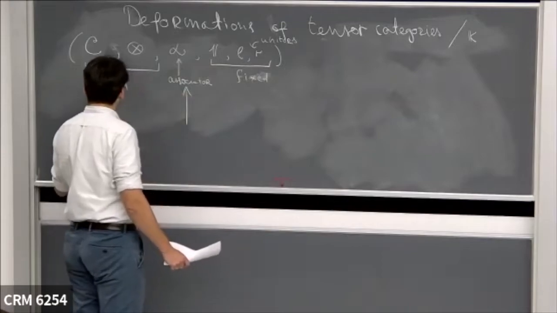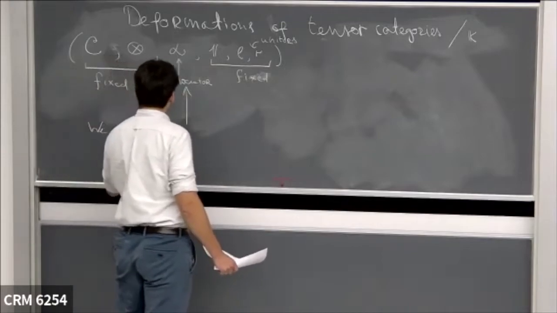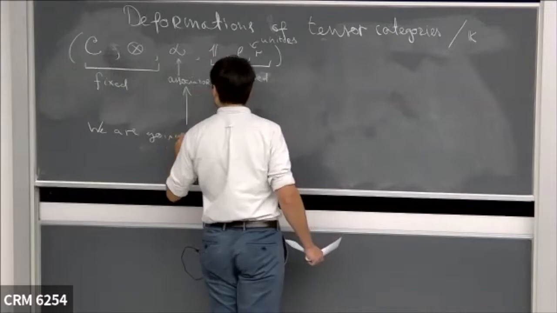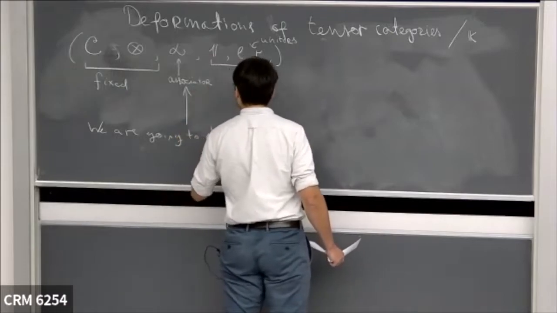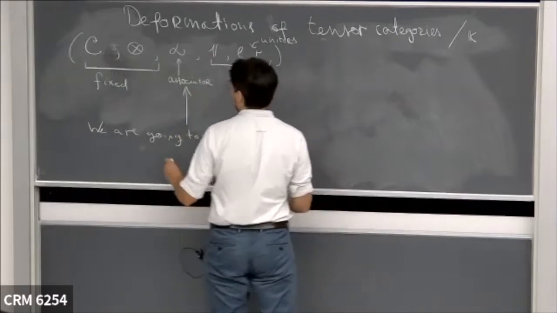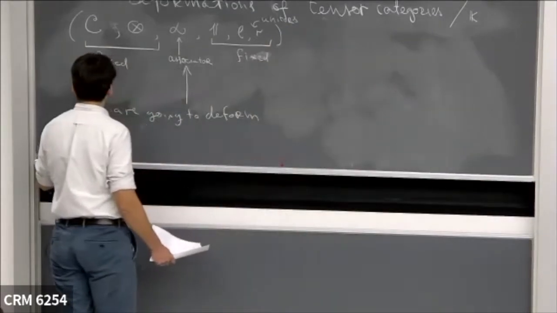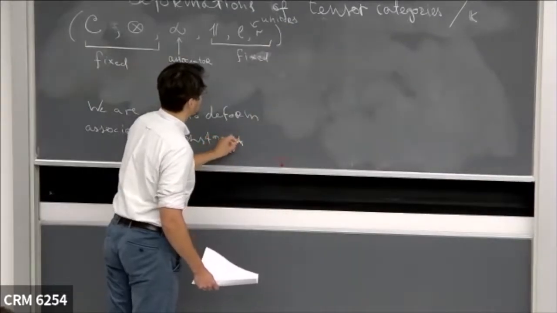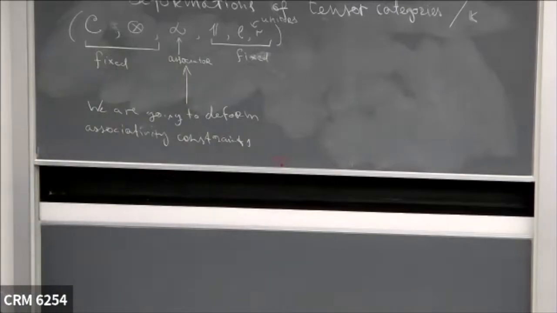So we are going to deform associativity constraints or associativity isomorphisms. Okay.